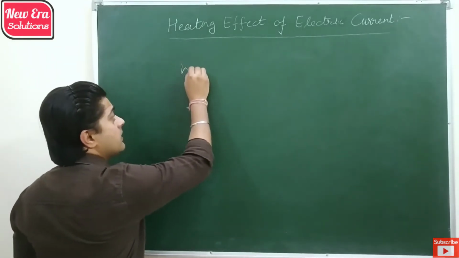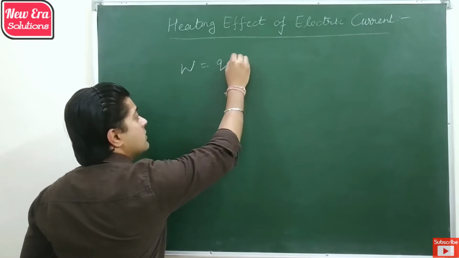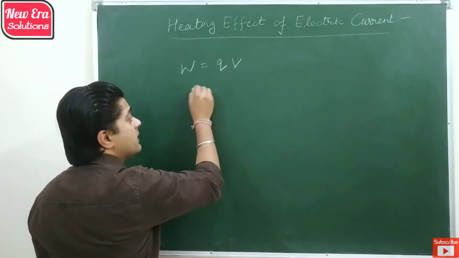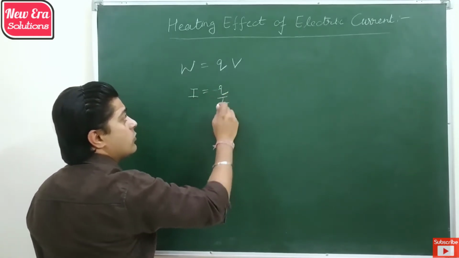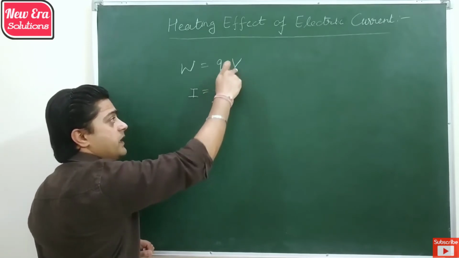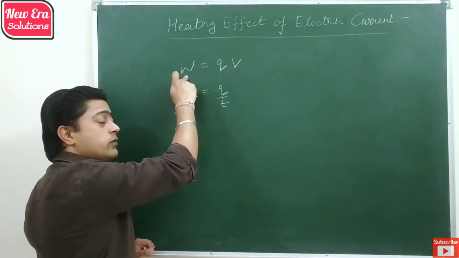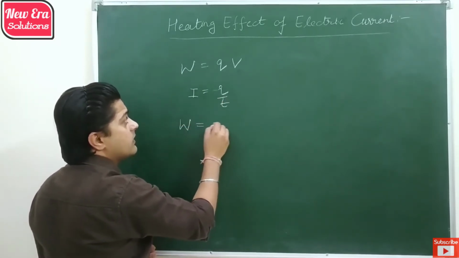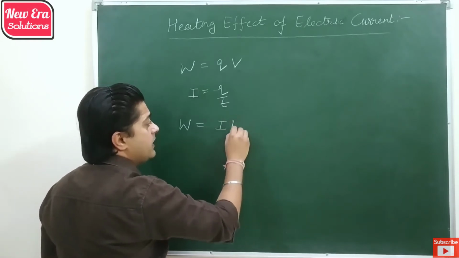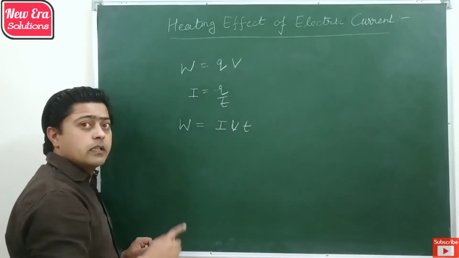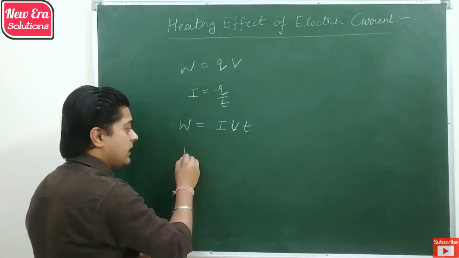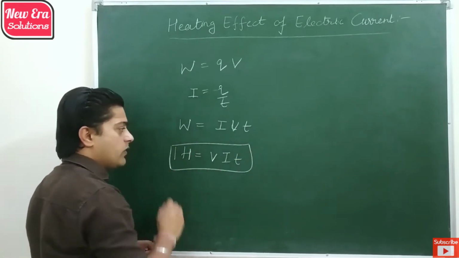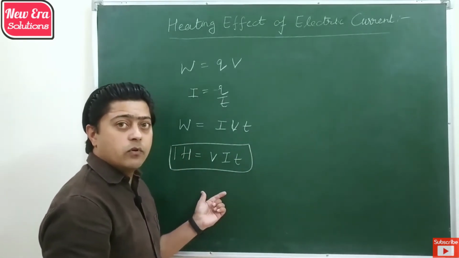So the work is always equal to the charge flow due to the potential difference. As we know, due to flow of charge, current is produced, which is charge upon time. So Q is the charge flow due to potential V in time t, for which W is the amount of work done. Then by putting the value of charge, we get the work is equal to I V T, and that work is converted into heat. So the heat is considered as VIT. So this is the amount of heat produced in the conductor with the flow of current.